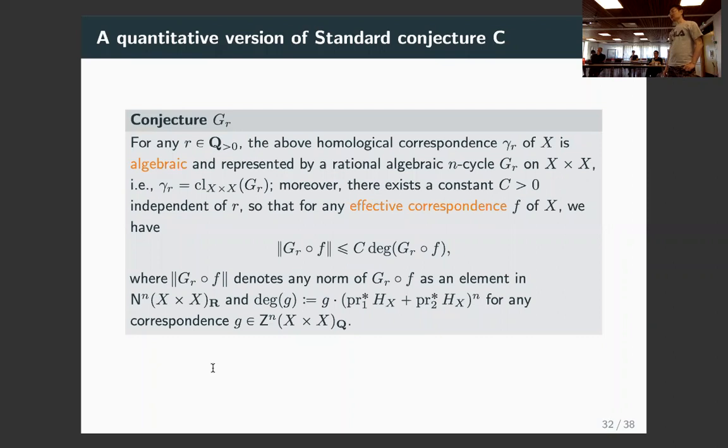The norm of the composite correspondence GR composed with F is bounded above by the constant C times the degree of this composite correspondence. Here the norm is just the norm of this as an element in N N, and the degree, as I said, is just the intersection of the correspondence with the nth power of the ample divisor on the product variety.